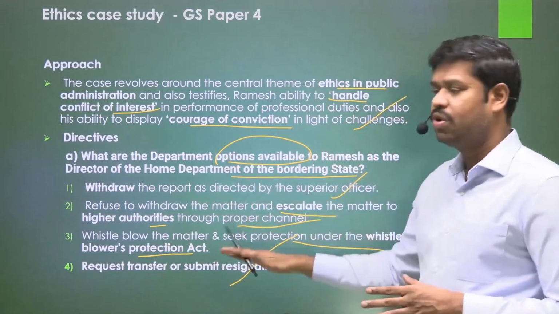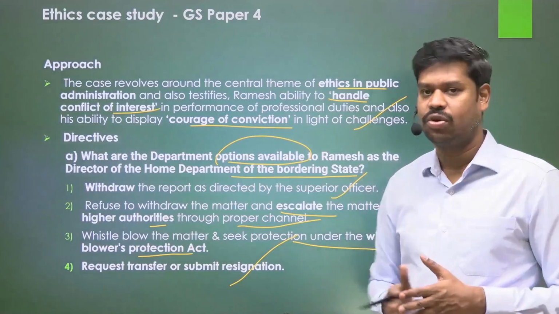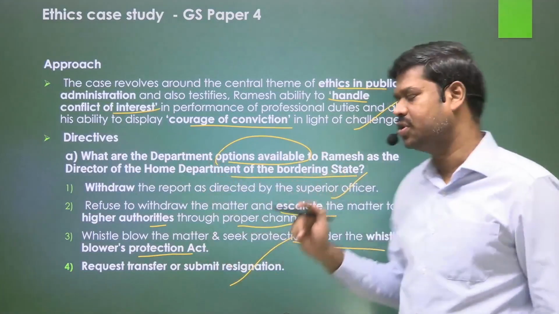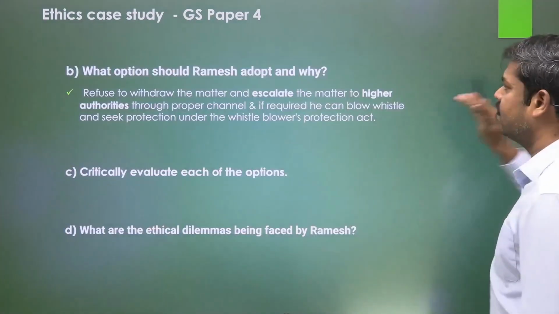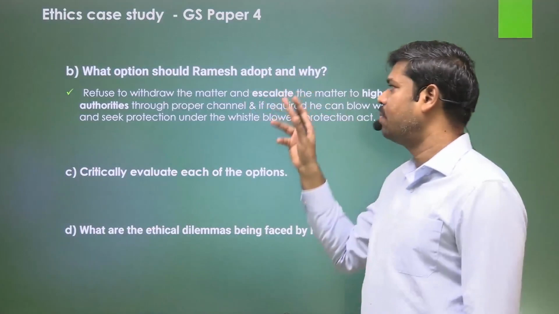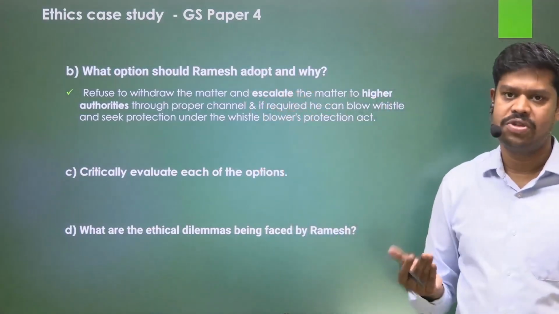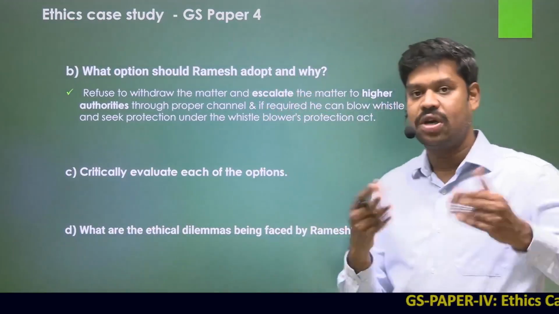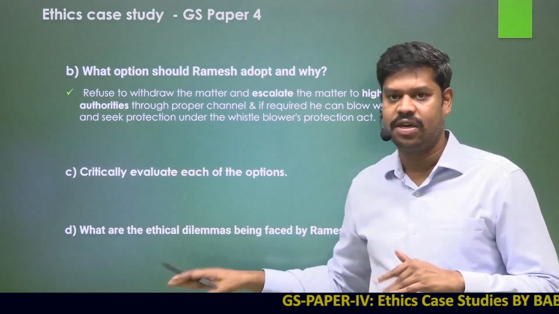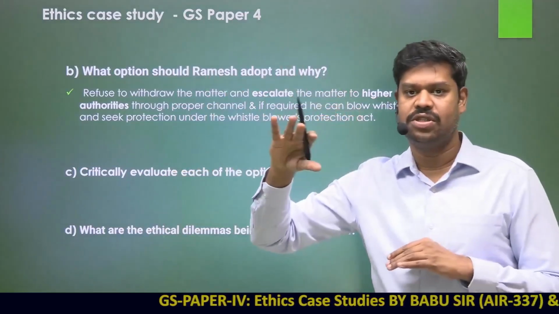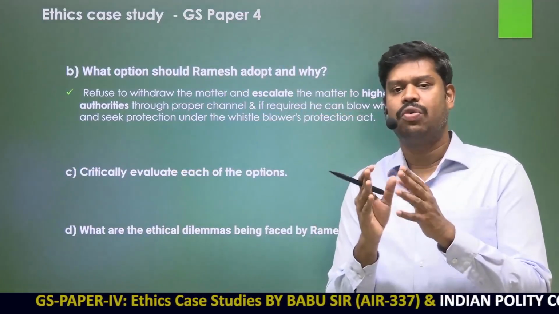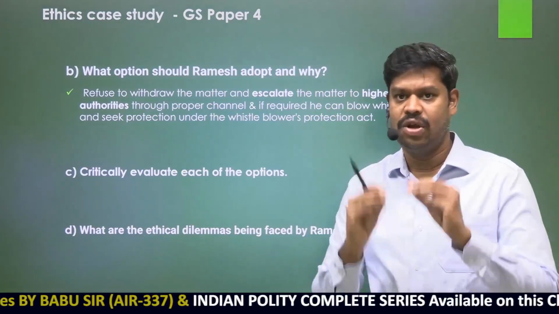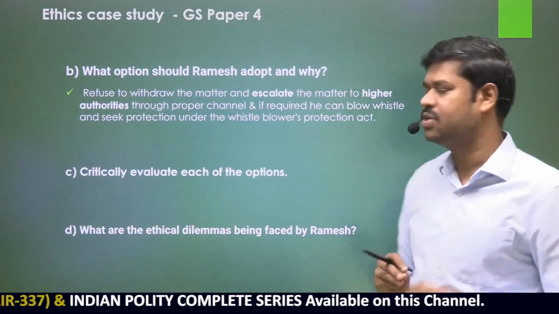So, these are all possible options, but not all the options are appropriate. The question is asking you what are the various possible options, so you just give the various possible options. Now, come to the second question: what option should Ramesh adopt and why? That means which is the most appropriate option and why do you think that could be the most appropriate option? It has to come naturally from the options that you have already set. You cannot come out and give a new option which is not there, but if required you can combine one or two options. That is okay. That would be the best option, and you'll have to give the reasons also. Why do you think it is the best option?